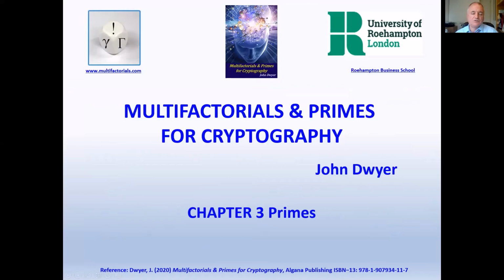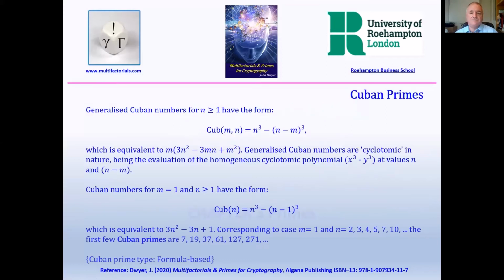This time we're looking at types of prime numbers, which are covered in chapter 3 of the book, and we'll look at the slides now. So we're looking at chapter 3, different types of prime numbers, particularly those that are applied to cryptography. And the first type of prime number that we'll look at is the Cuban prime.